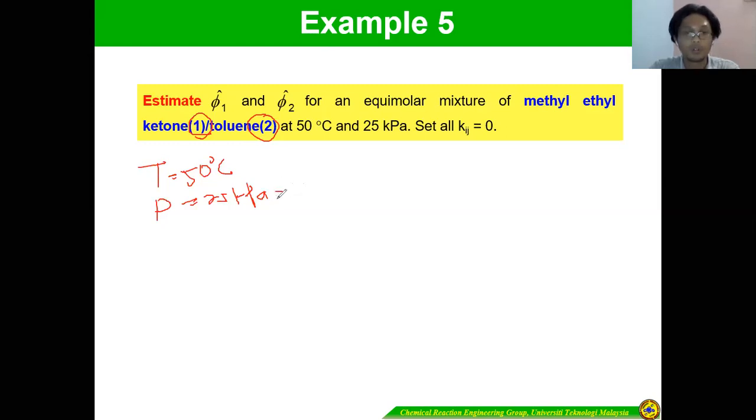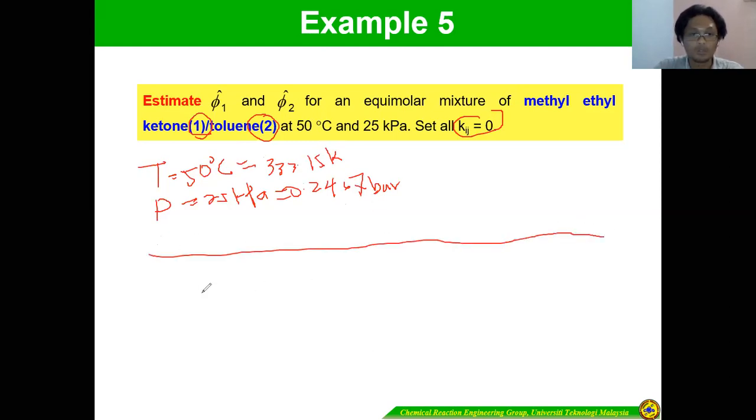Equal to 0.2467 bar. This one is in kilopascal, 3.15 Kelvin kilopascal. It's already stated that Kij is equal to 0. So what you have to do is construct a table something like this.